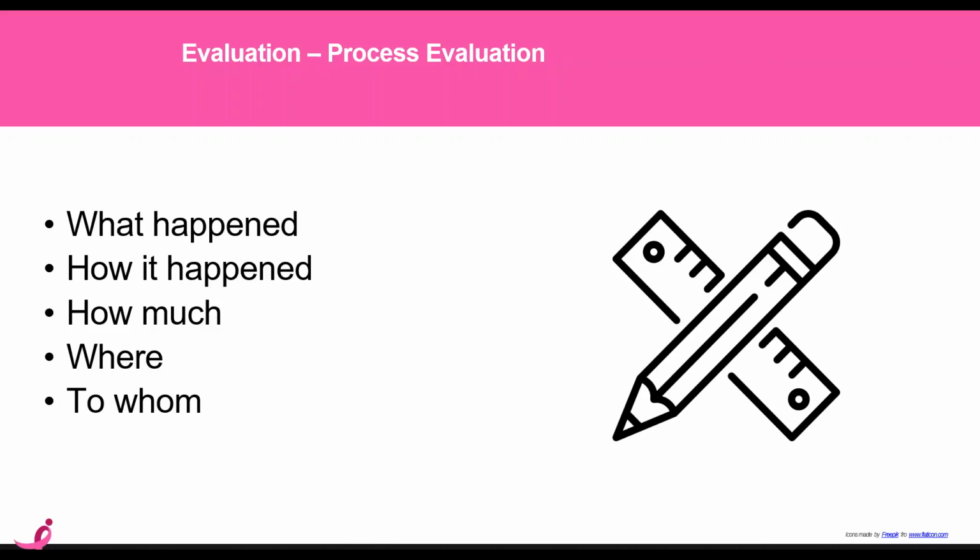Evaluation process. So again, there is a process evaluation of how well the program worked, and then there's an impact evaluation. So the process evaluation is what happened, how it happened, how much, where, and to whom. So this is how well did the program you put in place work.